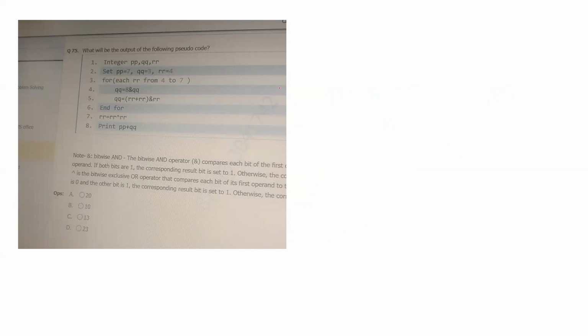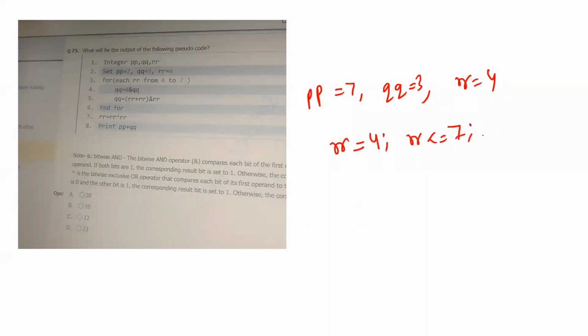So here's our next question. We are having the value PP as 7, QQ as 3 and RR as 4, right? Now we are having a for loop, RR from 4 till RR less than equal to 7, RR plus plus. Now here also identify the unnecessary statement. Here we are doing QQ equal to 8 bitwise and with QQ, and on the next line also we are modifying the value of QQ. But is this statement dependent on the previous value of QQ? No, right? So this is not required. All you need to calculate is this part.